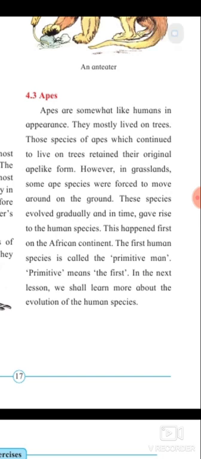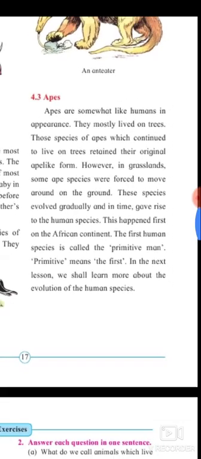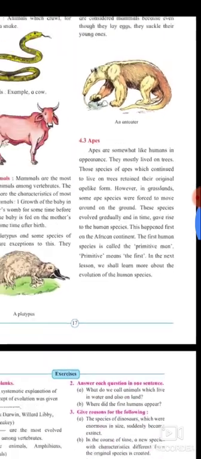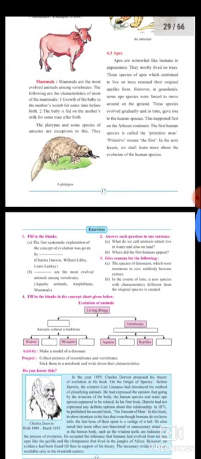The first human species is the primitive man. Primitive means first. So okay, these are the things which happened in the African countries. Now the first human is known as a primitive man. Primitive means first. Okay, in the next lesson we shall learn more about the evolution of the human species. Okay, this is the fourth lesson.